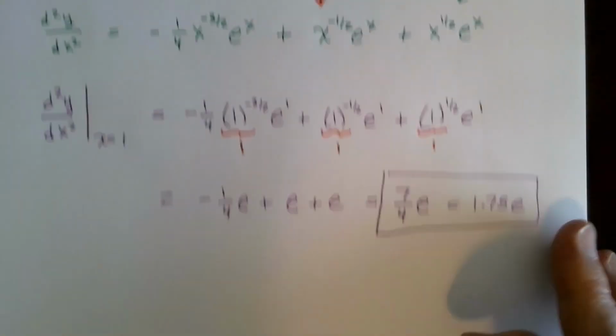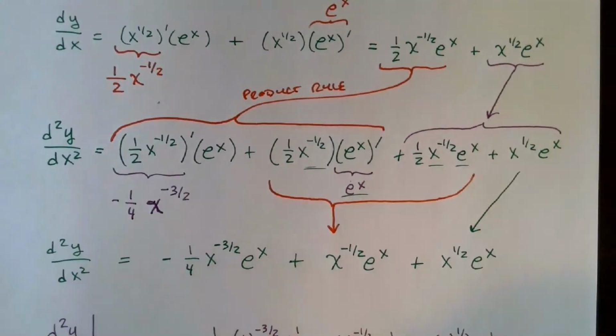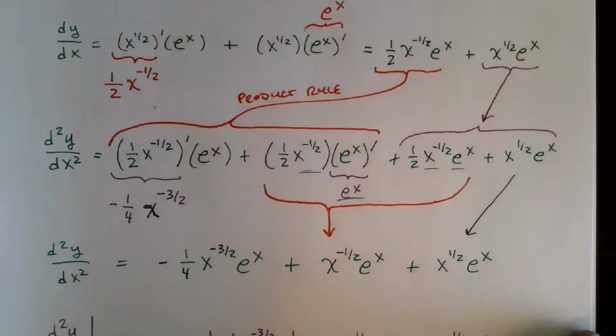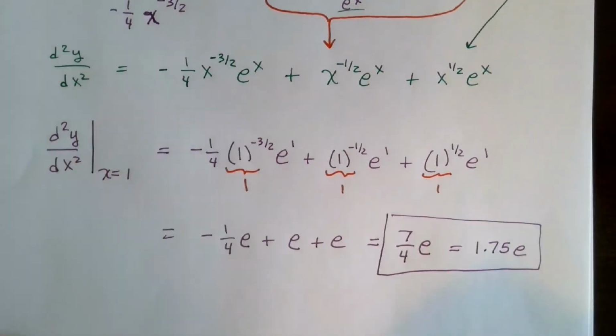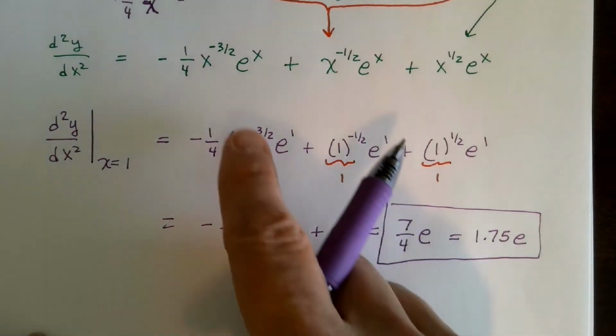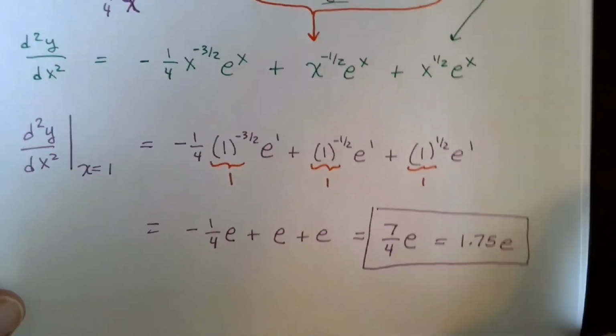Okay, so again, higher order derivatives, not that bad. You're getting good practice with using all the rules that we have developed so far for derivatives: constant rule, constant multiple rule, sum and difference rule, power rule, rule for the natural exponential function e to the x, and then of course the product and the quotient rule.